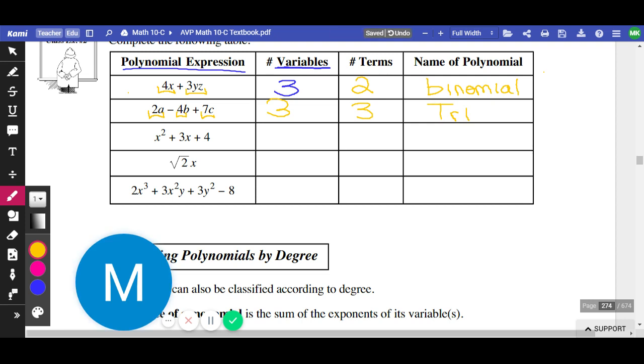Awesome. Looking at this guy, you have x squared plus 3x plus 4. That would be 1 variable. Right? There's 2 different x's here. There's the x squared and the x, but it's the same letter, so it counts as 1 variable. Number of terms would be 3. X squared is its own term, 3x, and then 4. That'd be another trinomial.